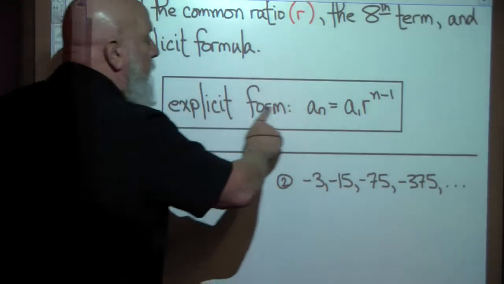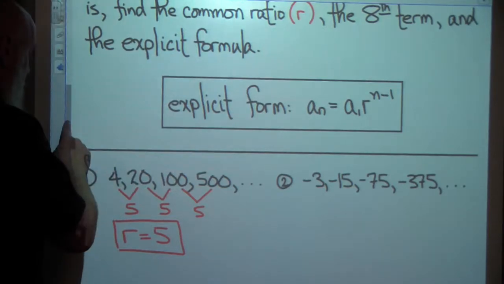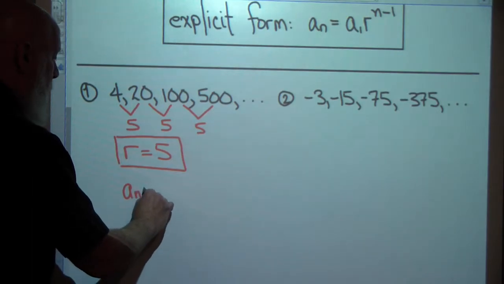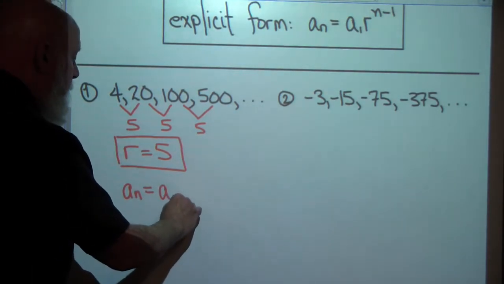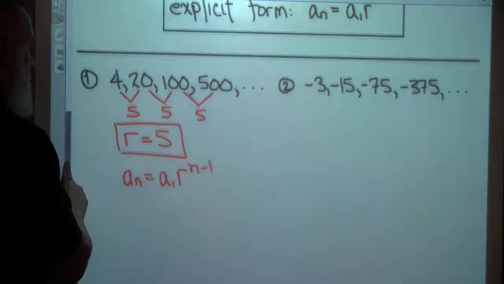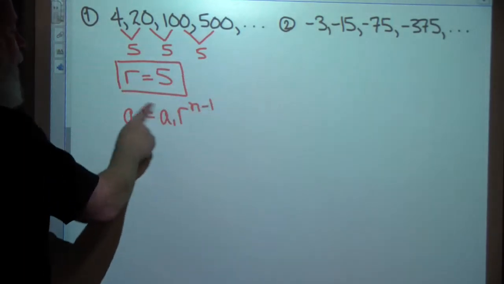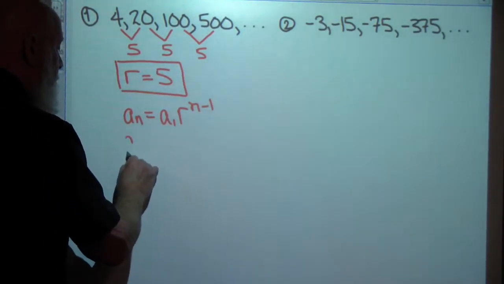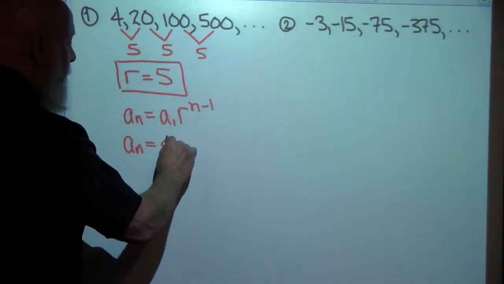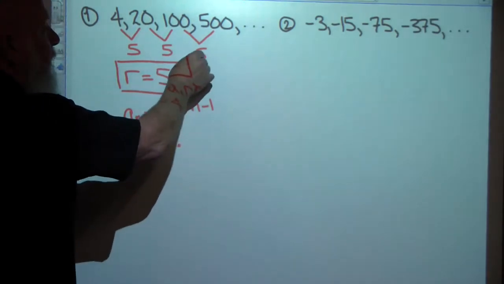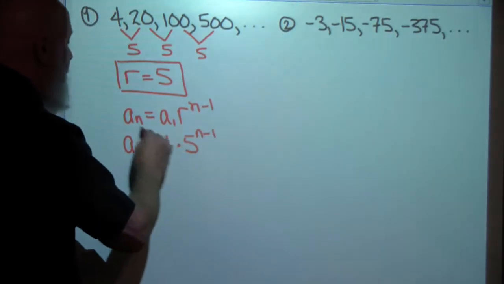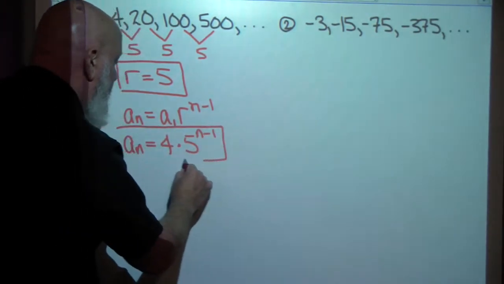Well, we take the explicit formula, that's this, and we plug in what we know. So I have A sub n is equal to A sub 1 times R to the n minus 1. And now I'm looking at A sub n for my explicit term is equal to A sub 1, that's 4 in this case, times 5 is my common ratio to the n minus 1. That's the explicit form that they've asked us for.